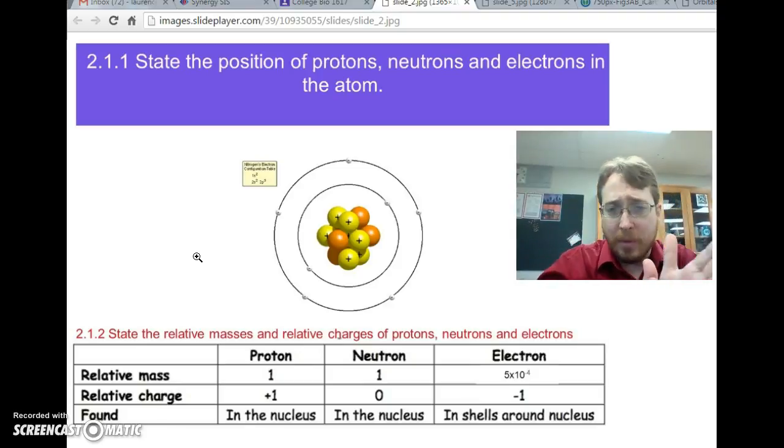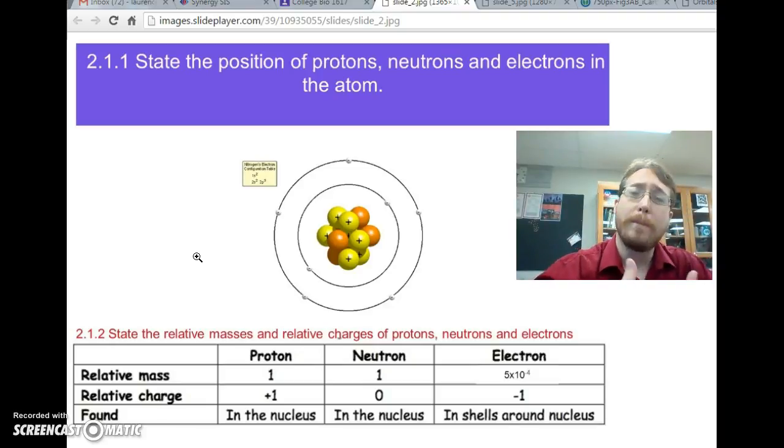Another thing about these subatomic particles is that because they have charge, they are polar. So polarity is a term that refers to the presence of charge, and these particles have them, or some of them do. Protons are polar because they have a positive charge. Neutrons are nonpolar. They do not have a charge. And electrons are polar because they have a negative charge.